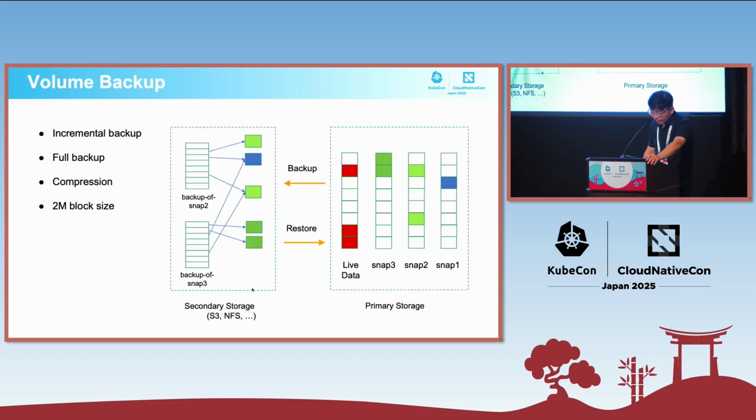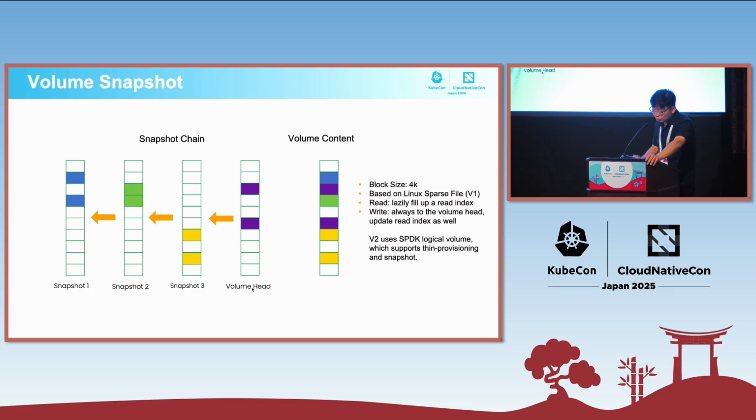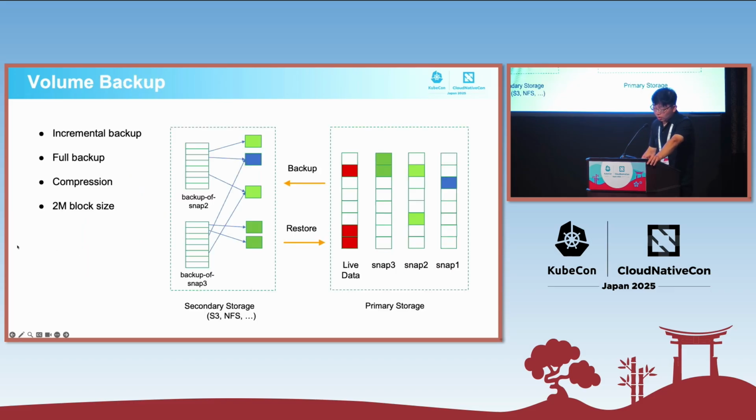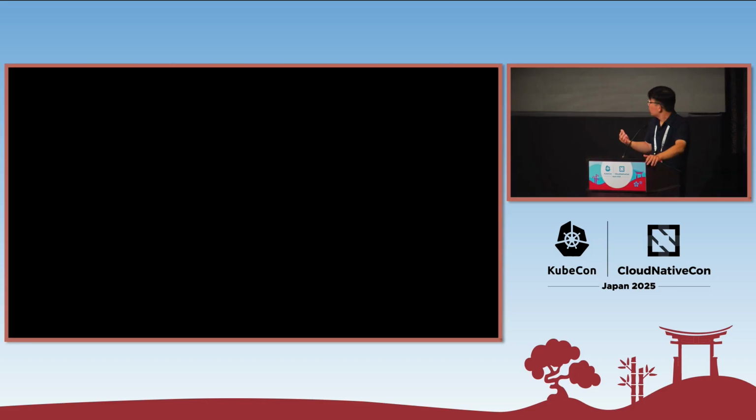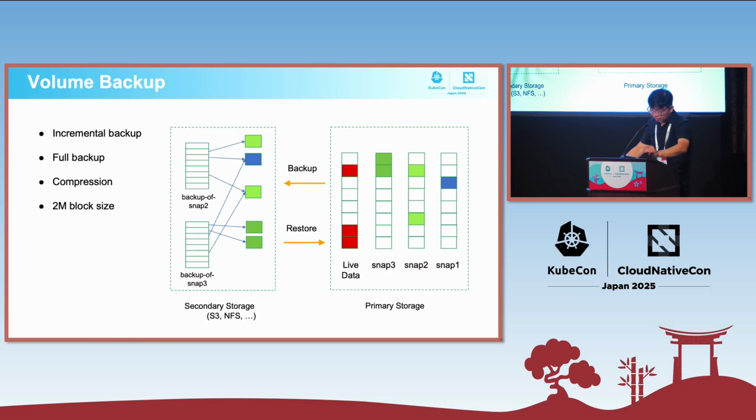Based on the copy-on-write snapshot, we support incremental backup. When we are doing backup, we can find out the new blocks and only back up the new data. In addition, we also support full backup. Before, we only supported a full backup and then always incremental backups. Now we support full backup and incremental backup, and you can do a full backup again to improve the data resilience of the backup storage. And we also support compression.